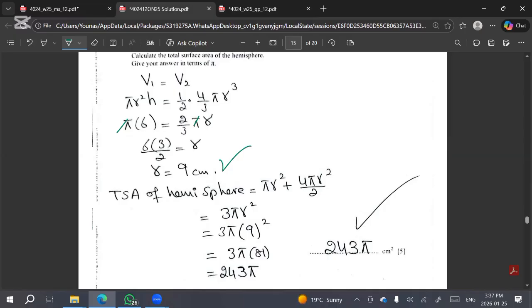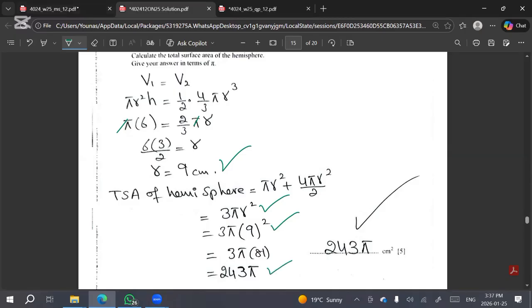So you will have pi r square plus 4 pi r square. So this is 2 pi r square. So 1 pi r square plus 2 pi r square will be equal to 3 pi r square. In the place of r, I will substitute 9. So you will get 81 into 3. That's 243 pi. So 243 pi is the answer.